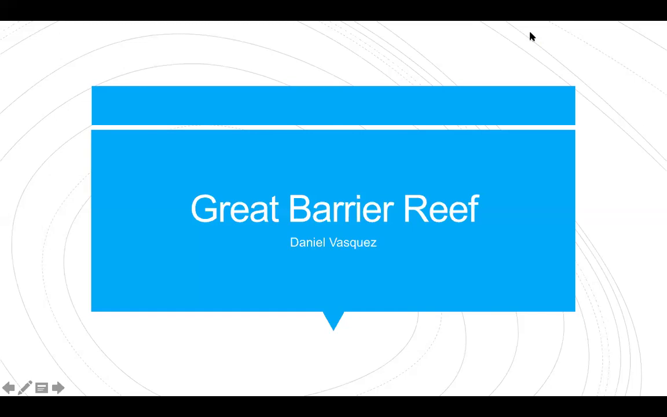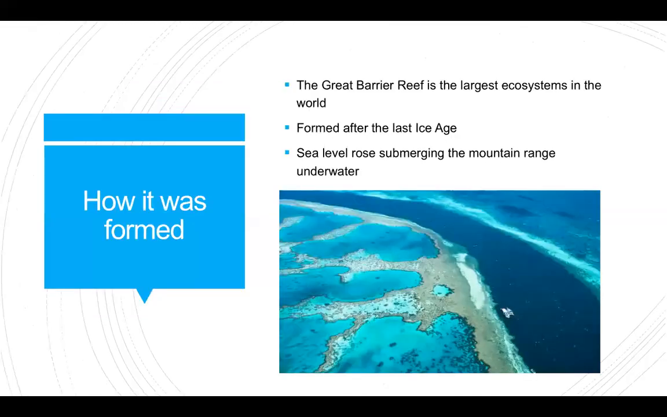For my project, the topic I decided was the Great Barrier Reef. The Great Barrier Reef is the largest ecosystem in the world. It stretches over 2,300 kilometers, and 10% of the world's total fish species can be found here. It's called the Barrier Reef because it's separated from the Australian coast by a lagoon of water.